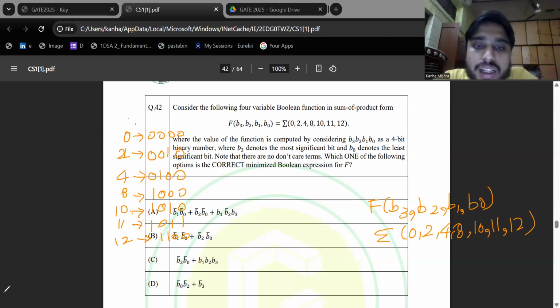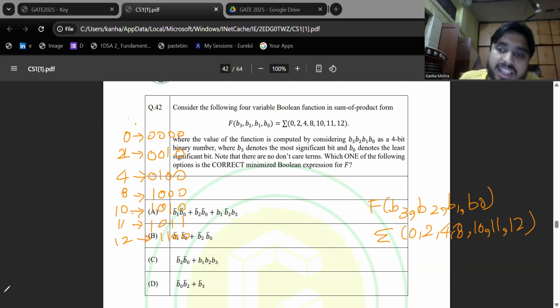Now let's understand the Karnaugh map, which is the K-map. A 4-variable K-map is a 4 by 4 grid that is used to simplify Boolean expressions. We place ones for the min terms and find groups of 1, 2, 4, or 8 cells to minimize the expression.